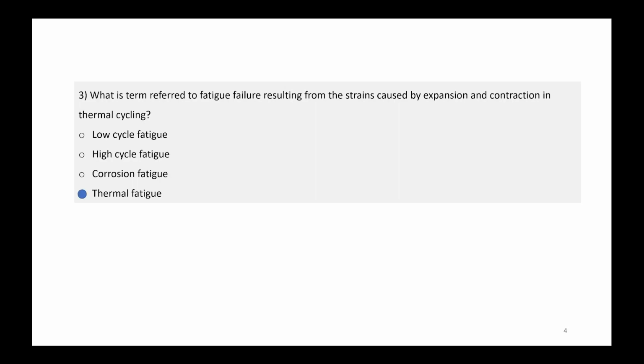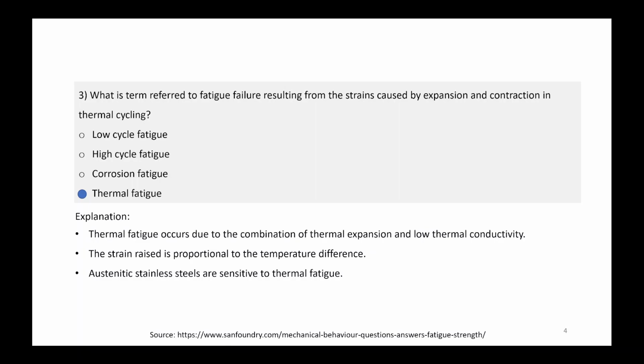Because of thermal gradient, there will be expansion and contraction in the material leading to failure of the material. So thermal fatigue occurs due to a combination of thermal expansion and low thermal conductivity. If a material has low thermal conductivity, that will lead to higher thermal gradient, and if it has a high thermal expansion coefficient, that will also lead to this thermal fatigue. The strains raised are proportional to the temperature difference, and austenitic stainless steels are sensitive to thermal fatigue.